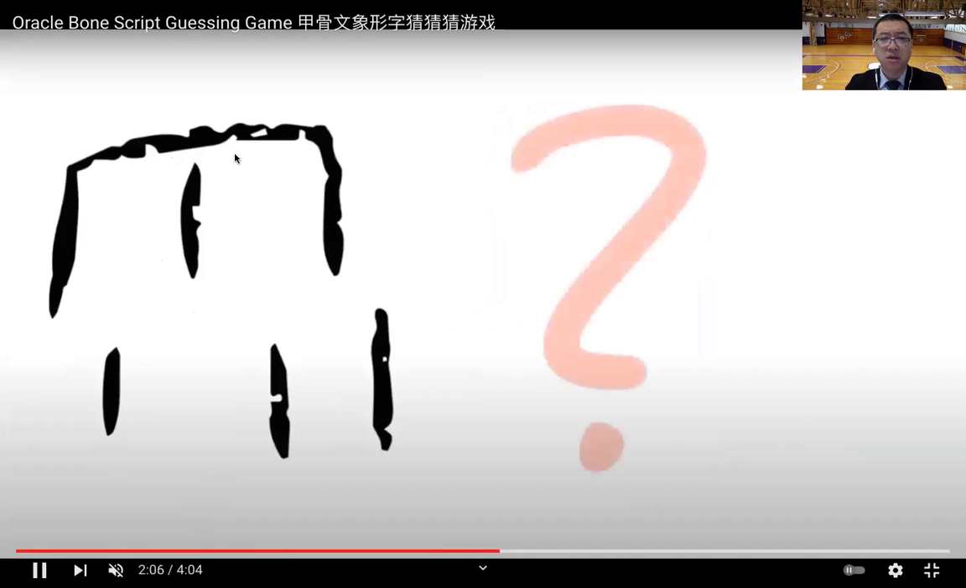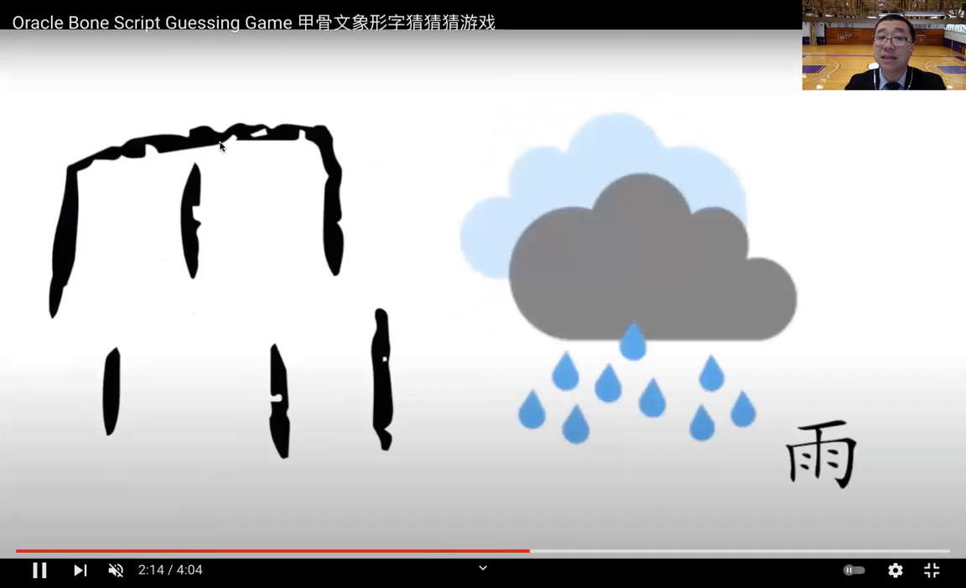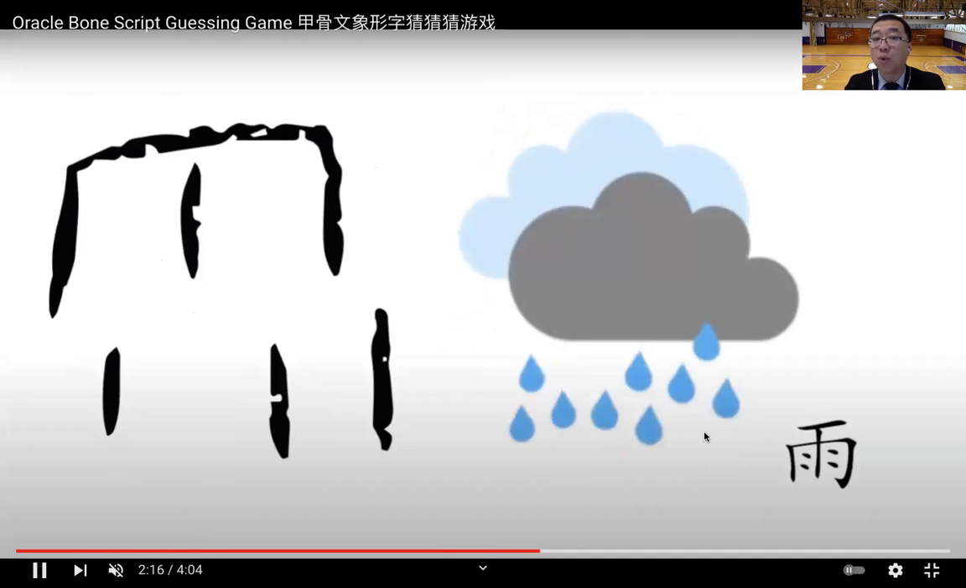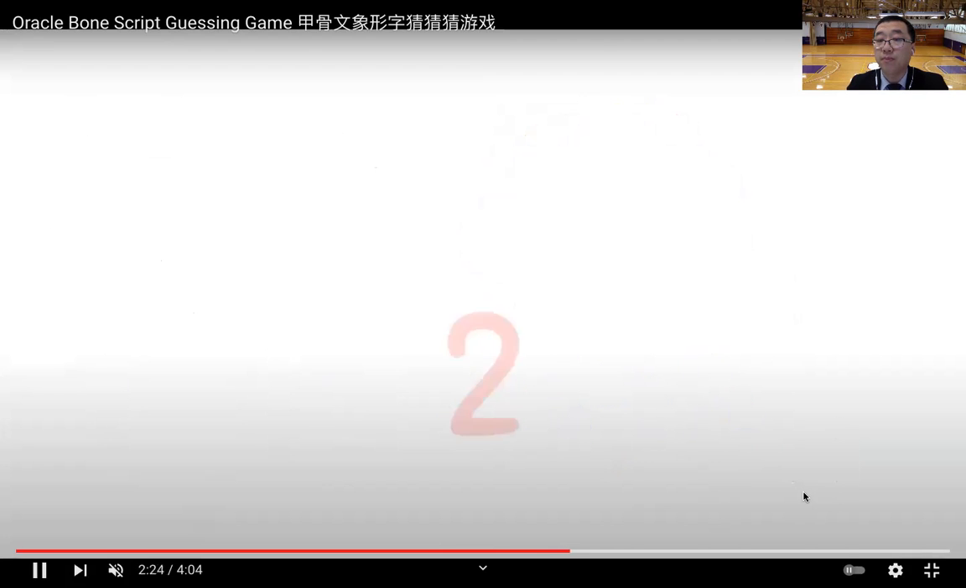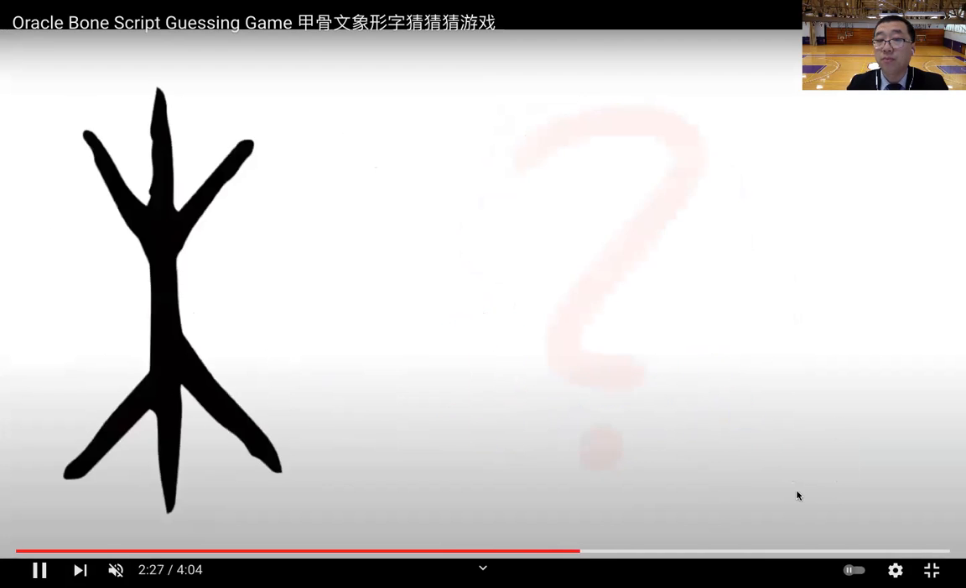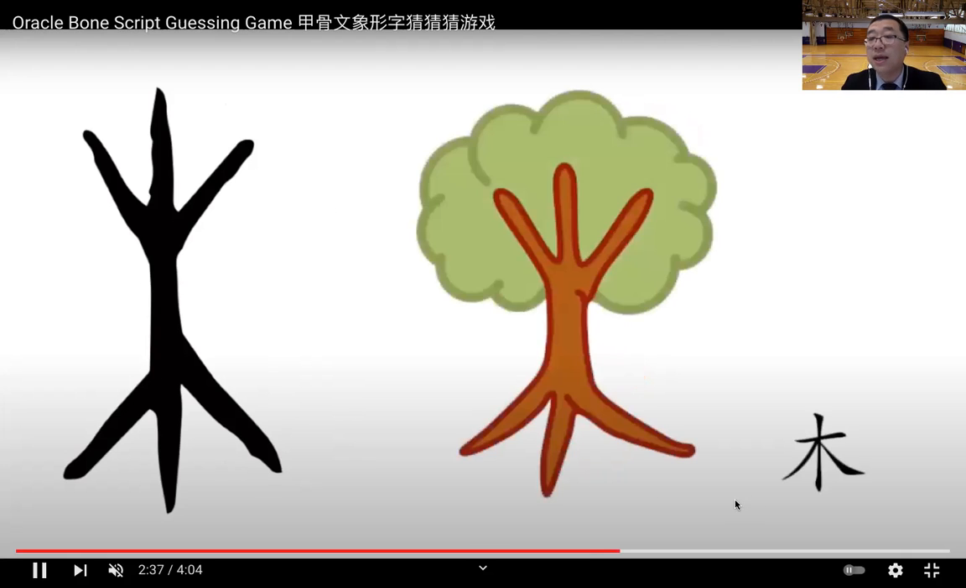What's this? A ceiling with drops. Leaking ceiling? No, not really. This is not the ceiling. This is the sky. So what we're talking about is it's rain. 雨. Oh, again, this is something we have already seen. We have the trunk, we have the branches, we have the roots. So it's 木. It means wood or tree.